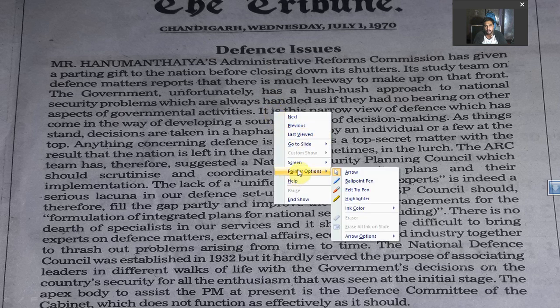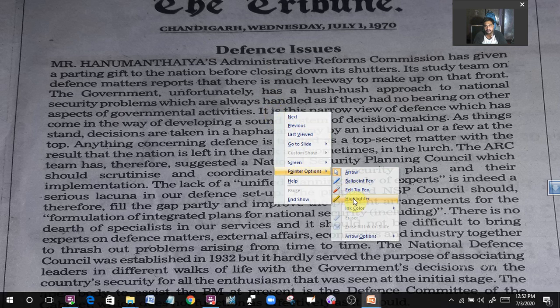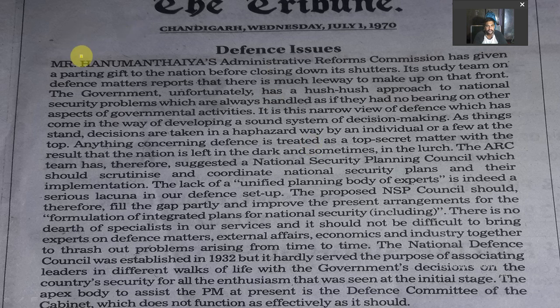Let me have a pointer over here. Yes, I'm using the highlighter. You see the first word written is Mr.